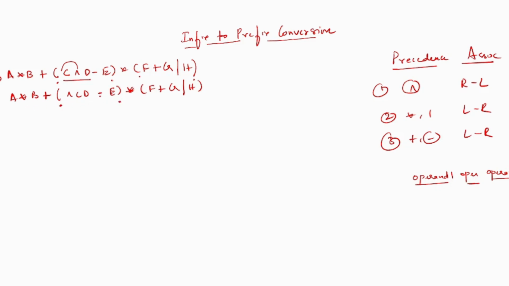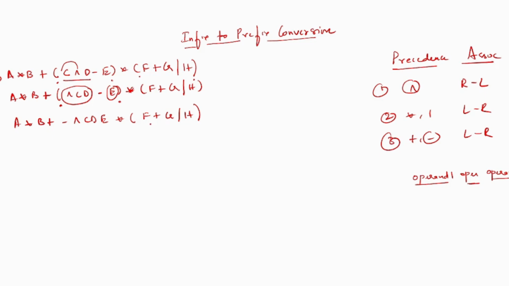So this minus is left, so I need to put minus to the left of exponential. Therefore this becomes our operand 1 and this becomes our operand 2. So I'll say here a star b plus, minus exponential cd e, multiplication, and then I will write it as it is. Now the first parenthesis has been solved.